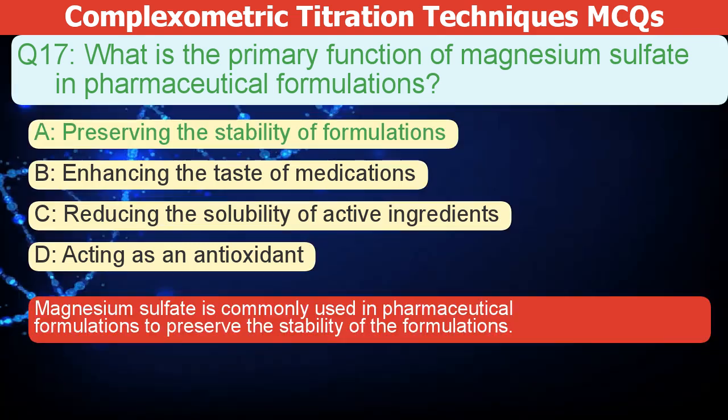The correct answer is A. Magnesium sulfate is commonly used in pharmaceutical formulations to preserve the stability of the formulations.